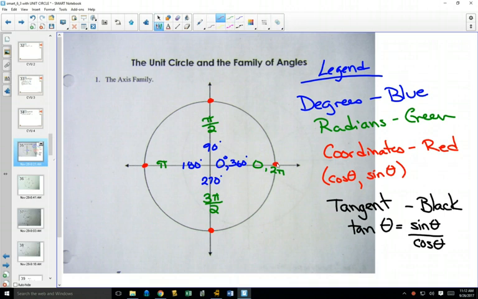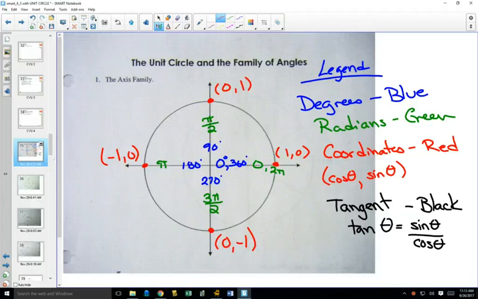So thinking about the unit circle and thinking about the center being at 0, 0 and the radius being 1, what are the coordinates of that point? 1, 0. And up here, 0, 1. Moving 1 to the left, the coordinates of that point would be negative 1, 0. And finally, 0, negative 1 here at the bottom.